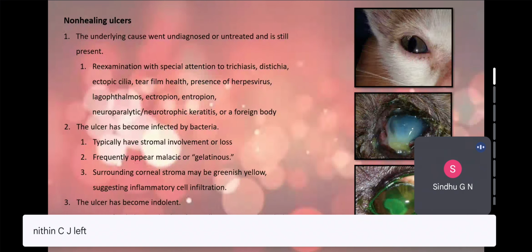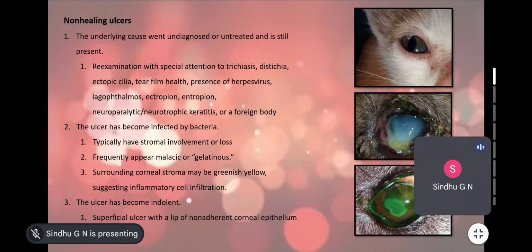or treated. So we have to go back and re-examine again for any eyelash abnormalities or any eyeball changes like lagophthalmos, exposure keratitis, or herpes virus infection or a foreign body.